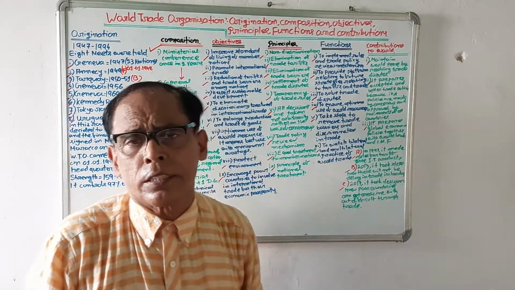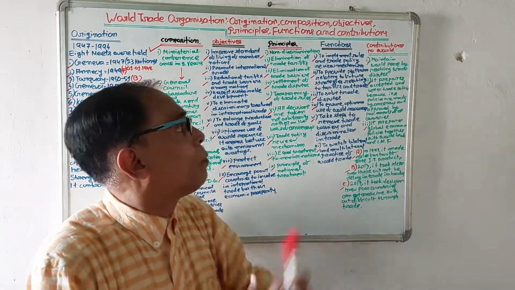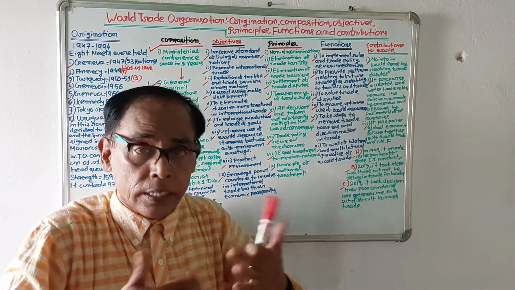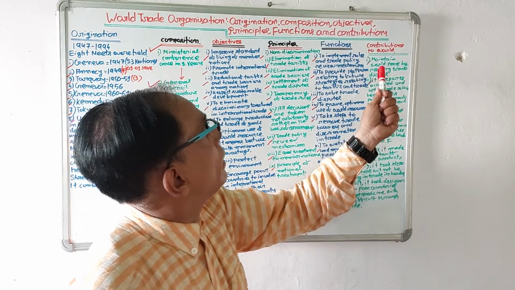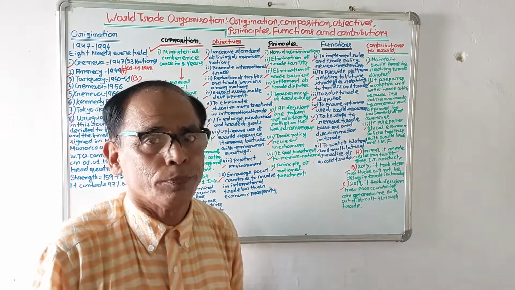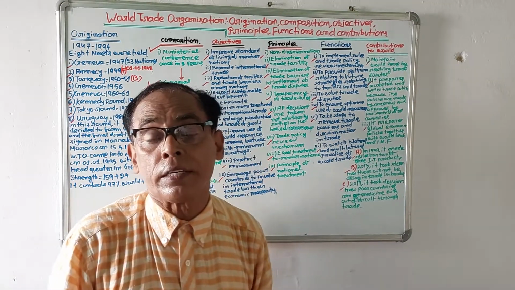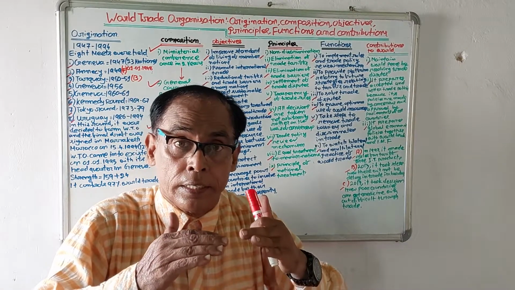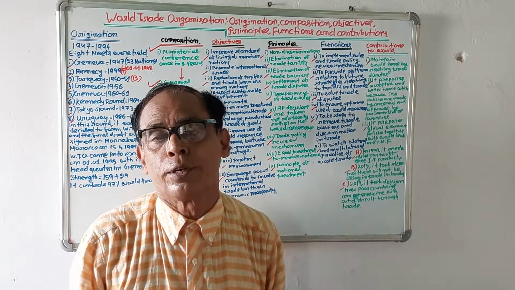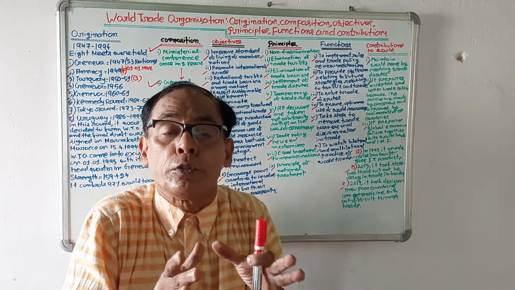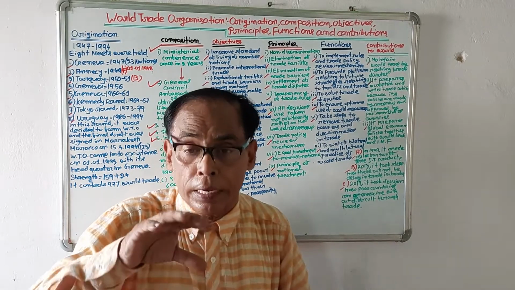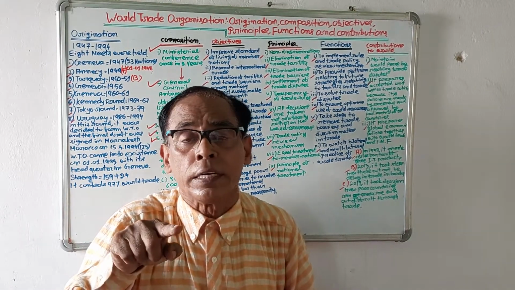So now we'll discuss what contribution it has for the world economy. Very important, what contribution it has. Number 1, maintain world peace by resolving trade disputes. The main contribution of World Trade Organization is that it is maintaining world peace by resolving trade disputes. Because so long as trade disputes are found, world peace will not be possible. It maintains world peace by solving trade disputes.